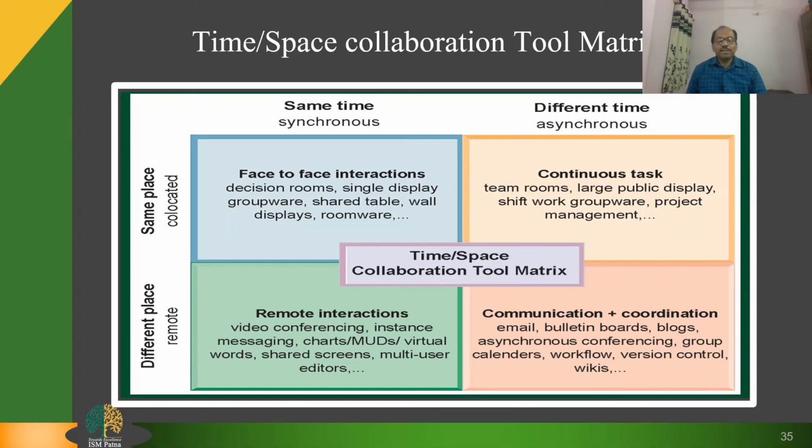The matrix identifies solutions to the time and location issues that face a firm and helps to choose a specific collaboration technology. Here it has been divided in a matrix so that all must be taken care of.